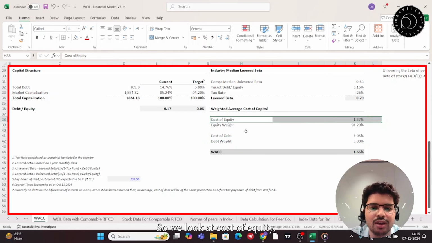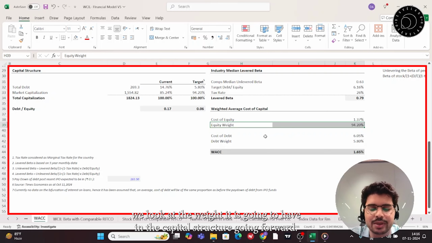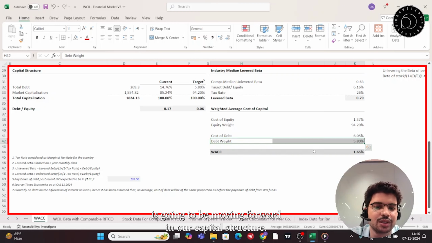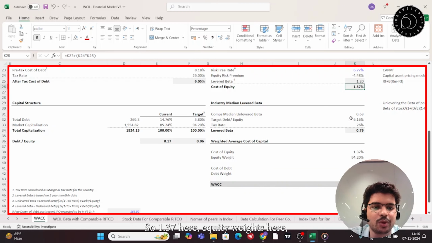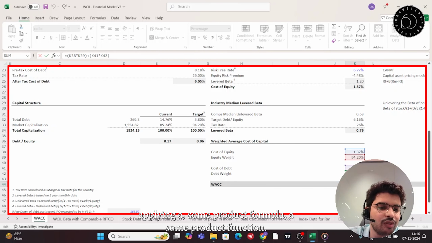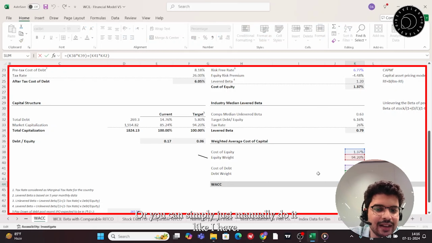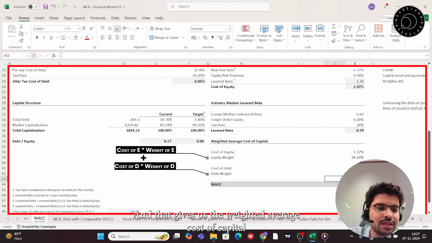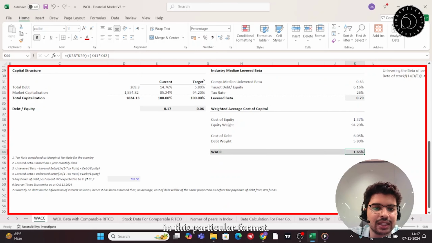So we look at cost of equity, we look at the weight it is going to have in the capital structure going forward, then cost of debt and what the weight of debt capital is going to be moving forward in our capital structure. All right, so we've arranged them here. So 1.37 here, equity weights here, debt weight here, and then we apply a sum product function, or you can simply do it manually like I have. So cost of equity into weight of equity, and then add the product of cost of debt into the weight of debt, and that gives us the weighted average cost of capital in this particular format.